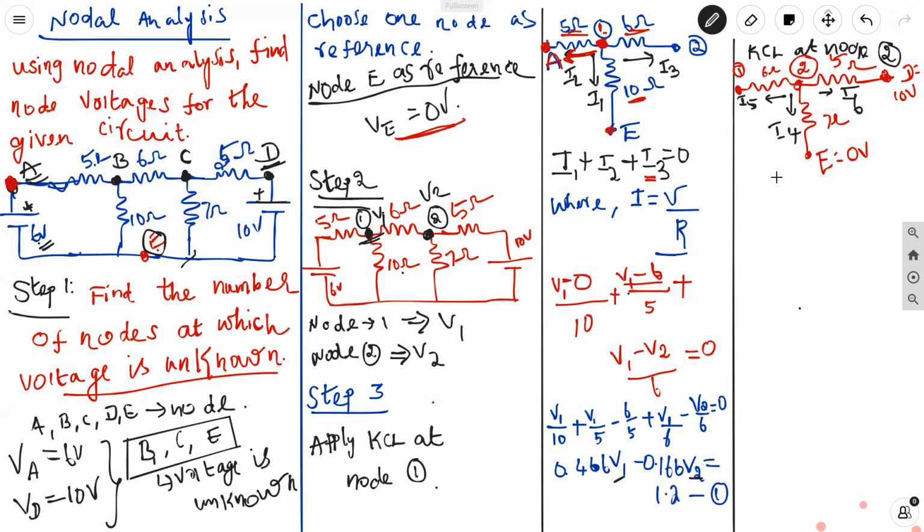Right now, I'll apply KCL again. So as per KCL, I4 plus I5 plus I6 equal to 0, right? Now we'll try to get them one by one.